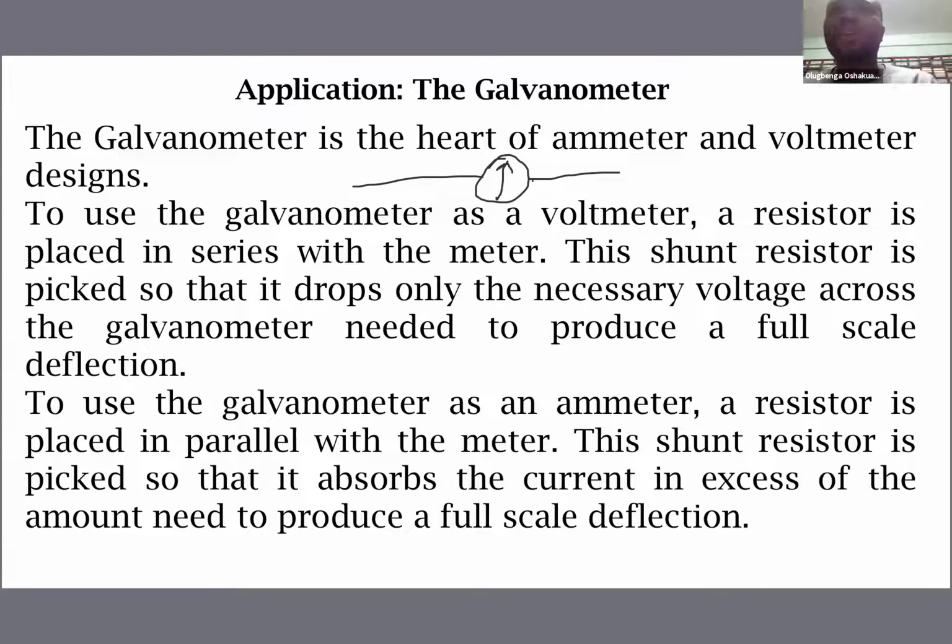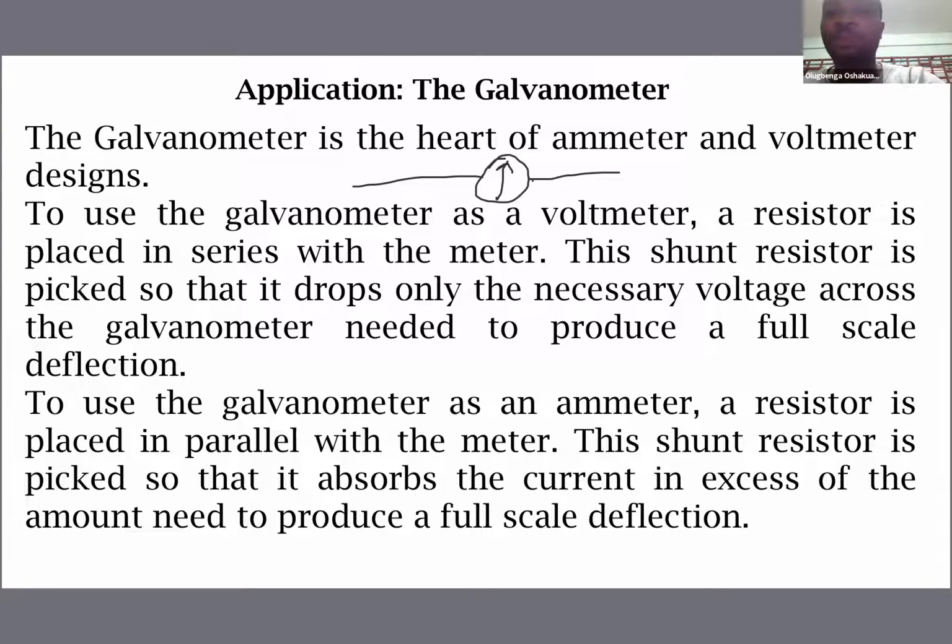So the galvanometer can be adapted to work as a voltmeter. It can also be adapted to work as an ammeter. As a voltmeter, it will measure voltages, and as an ammeter, it can be useful in measuring large currents.